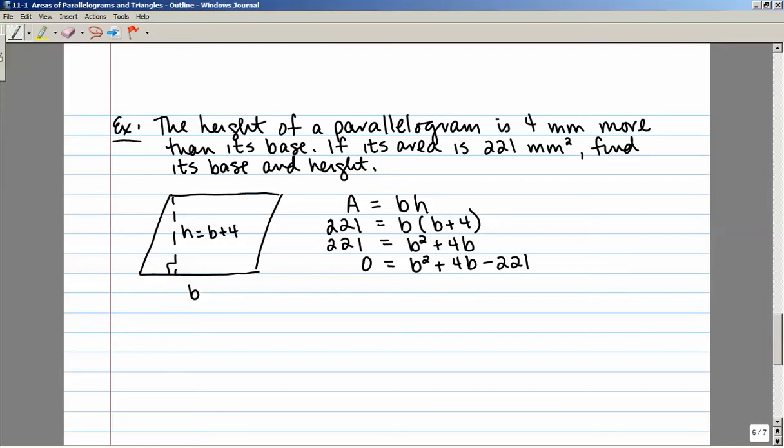And using the quadratic formula, I get that b is equal to 13 and b is equal to negative 17. But I have to throw out negative 17 because that's the length of the base and it can't be negative. So my base is 13. Going back to my diagram, my height is base plus 4. So my height is 17, and these were millimeters.